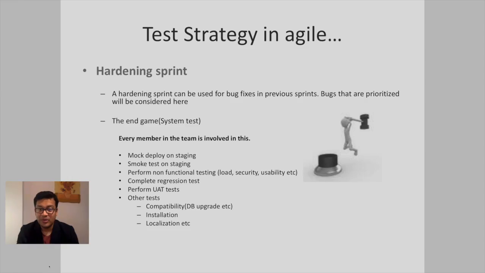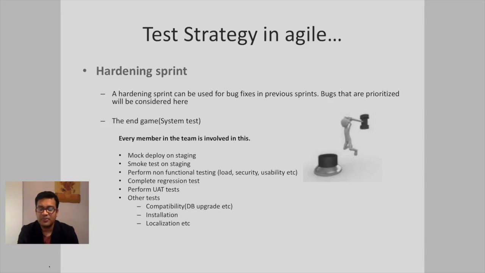Moving on to our next slide, which is about the hardening sprint. Over here we'll talk about hardening of the sprint. Any bugs that have been detected as part of the previous sprint can be prioritized and considered over here. This is the end game, I'd say the end of system testing. Every member in the team is involved in this process.